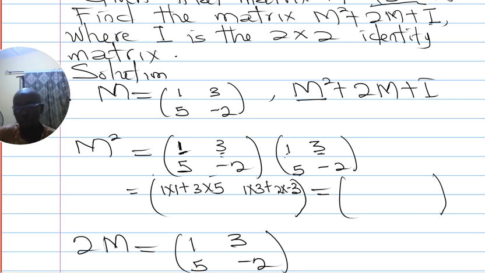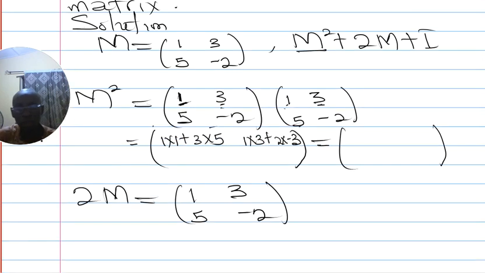Now the next we are going to do is look at this 5 here. 5 times 1 plus -2 times 5. Now here we have 5 times 3 plus -2 times -2.